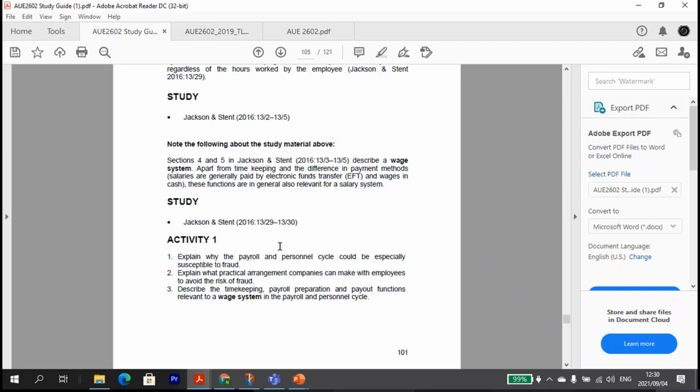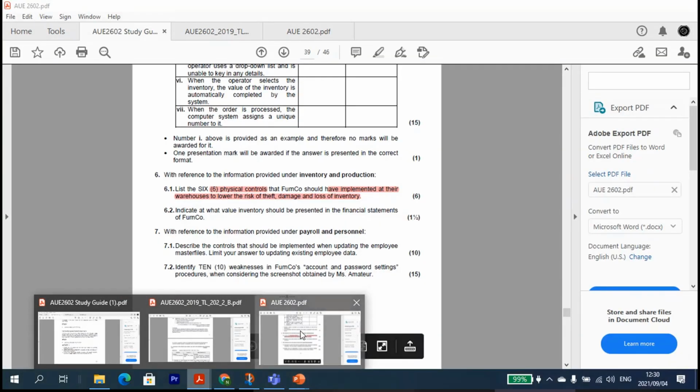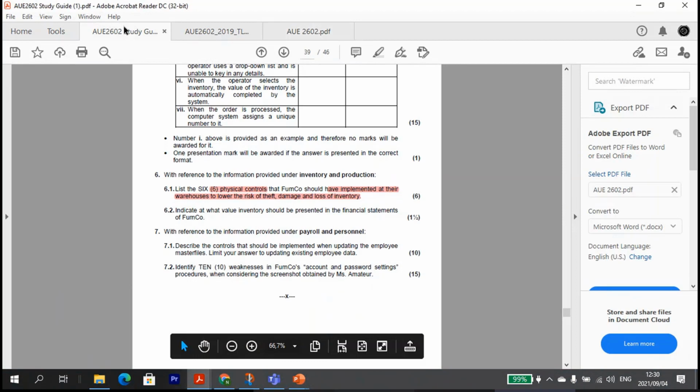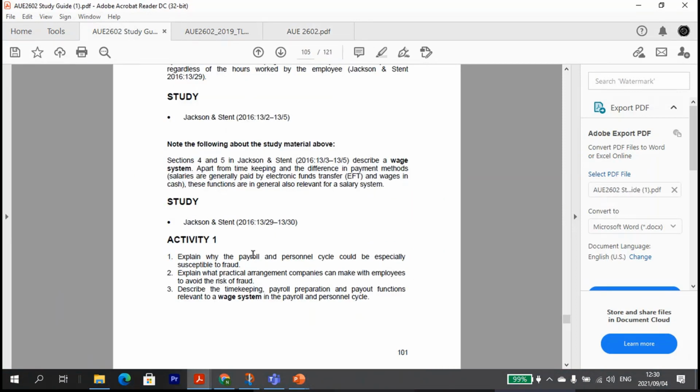Cool. Another reason why this cycle is susceptible to fraud, besides the unauthorized amendments on employers' records, it can also be inaccurate or incomplete records. What about the incomplete records? Maybe they're not deducting the correct amount or overcharge the clients and the employees. I can think of. Okay.